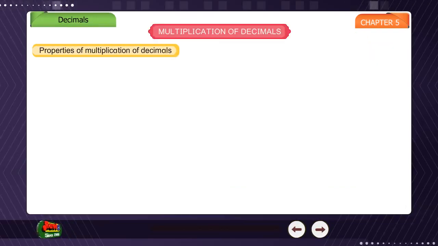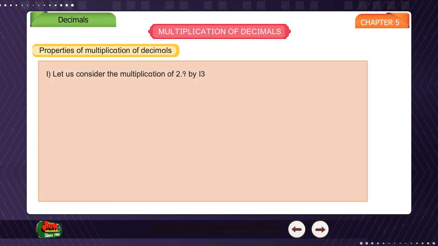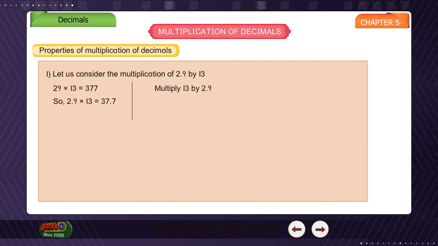Properties of multiplication of decimals. 1. Let us consider the multiplication of 2.9 by 13. 29 into 13 is equal to 377. So 2.9 into 13 is equal to 37.7. Multiply 13 by 2.9. 13 into 29 is equal to 377. So 13 into 2.9 is equal to 37.7.